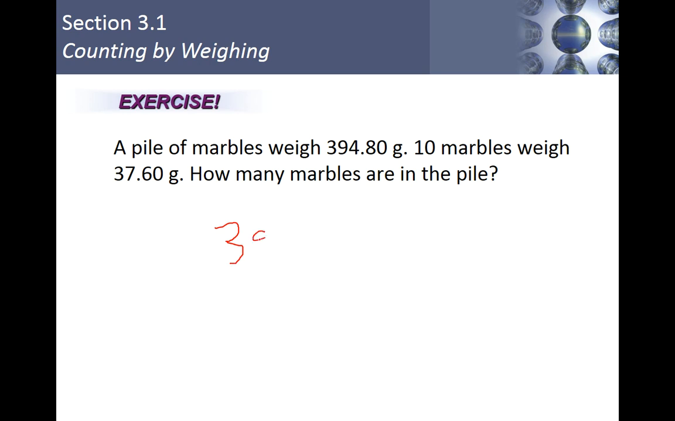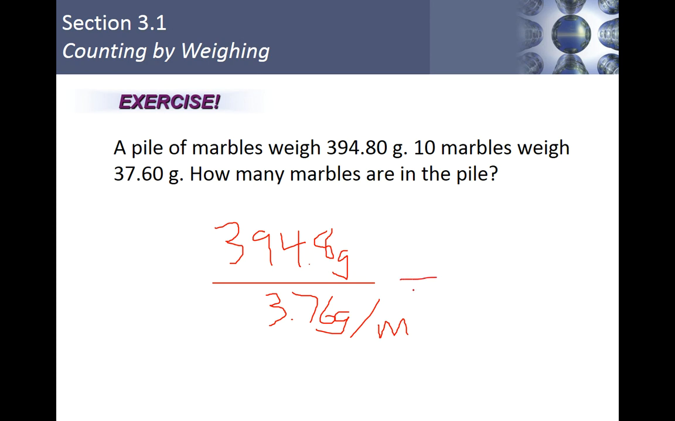So you have 394.8 grams divided by the 3.76 grams per marble, right? Remember that that's here. In doing so, you would just run this calculation. You understand that you are dividing by another division symbol, which is going to place this on top. So now marbles will be up there, grams cancels out, and we have an answer of 105 marbles. All right, so that is counting by weight.